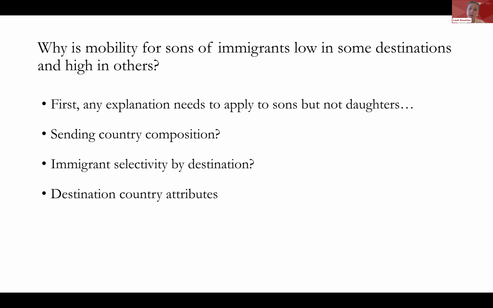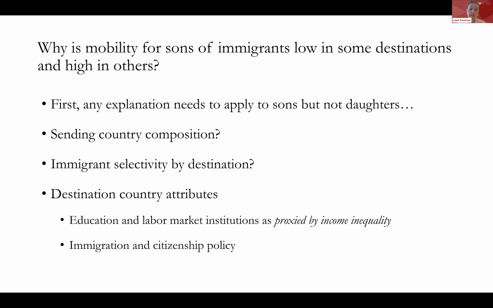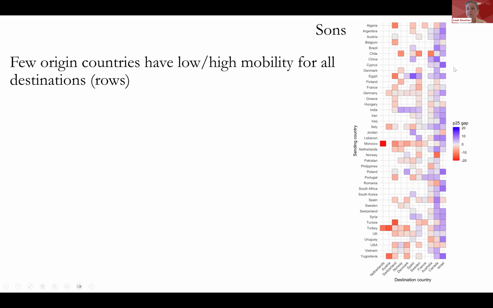And so then we turn to destination country institutions, focusing on education and labor market institutions that would help incorporate children of immigrants, as well as immigration and citizenship policy. So I'm going to show you one slide on these kinds of selection stories, and I'll just tell you a bit more about what we're doing beyond that one slide, and then I'll move to destination country attributes. So here, I think, is a very illuminating way of thinking about sending country mix and whether it's explaining what might be going on. This slide has a lot going on inside of it, though, so let me just pause to say, what are we looking at here?